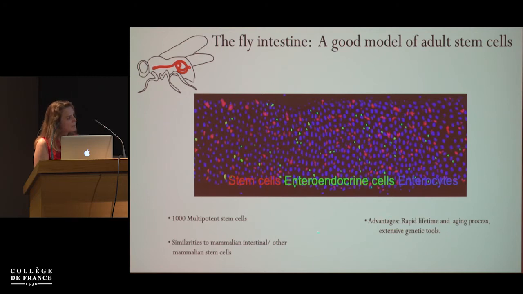And of course, some of the advantages of this model are really the rapid lifetime of the fly, so going from an egg to an adult in 2 weeks of age.